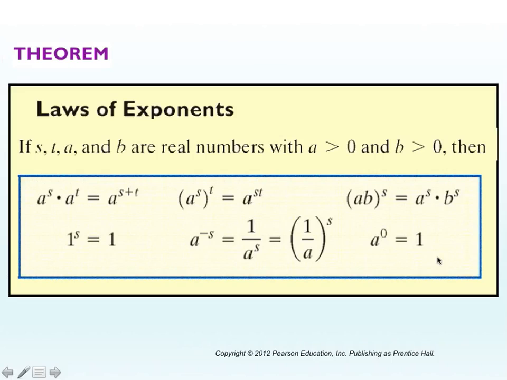And then one kind of important one here is with negative exponents. So if you have a to the negative s power, what you can actually do is you can make the power positive. You can make it a to the s power, and you can put it in the denominator. So you have 1 over a to the s power. Or alternatively, you could factor this out. So you have 1 over a to the s power like this.